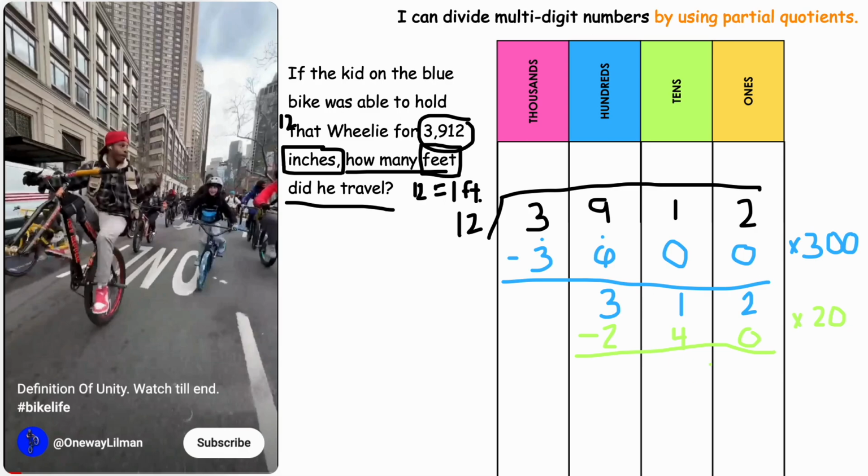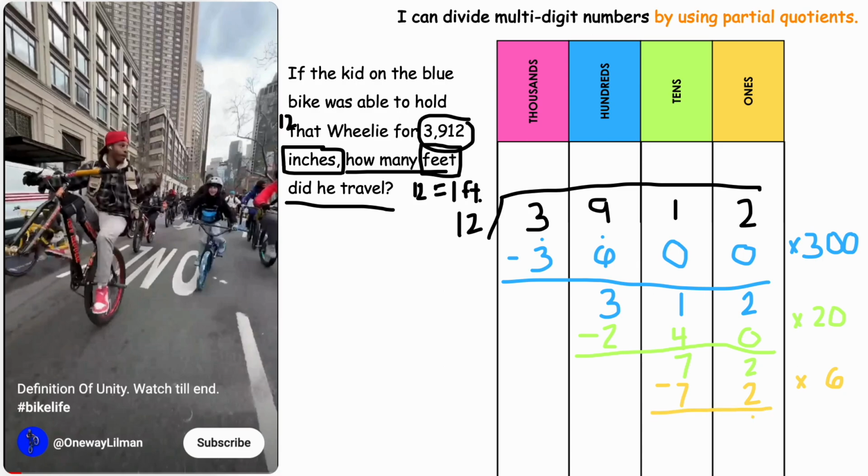Ooh, a little wonky there. 2 minus 0 is 2. 31 minus 24 is going to be 7. So now I have 72 left. I can take out, see, if I have 72 left, I can still take out 6 groups. I'm going to take out 6 groups because 12 times 6 is actually 72. Because I know 12 times 5 is 60 plus another 12 is 72.